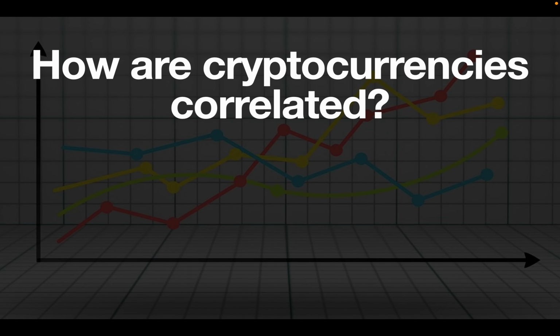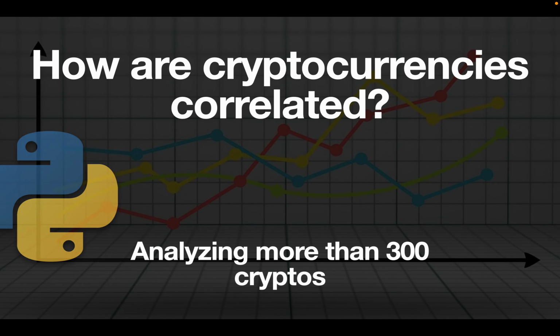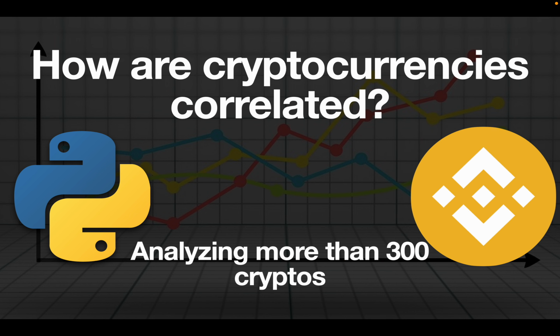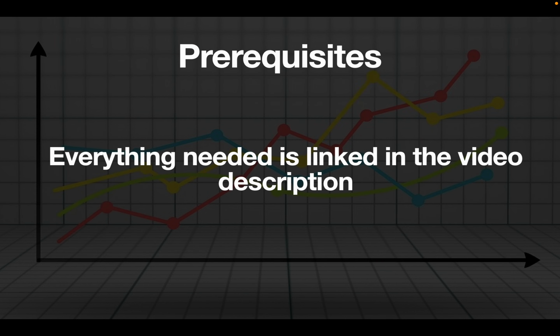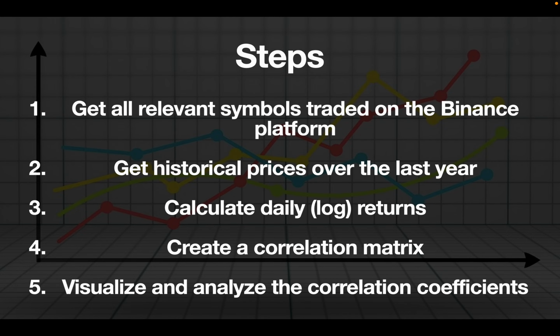Okay, so how are cryptocurrencies correlated? Let's find out using Python and the Binance API. To better follow along, I recommend checking out some videos, which I will link in the video description. Here are the steps we will go through.